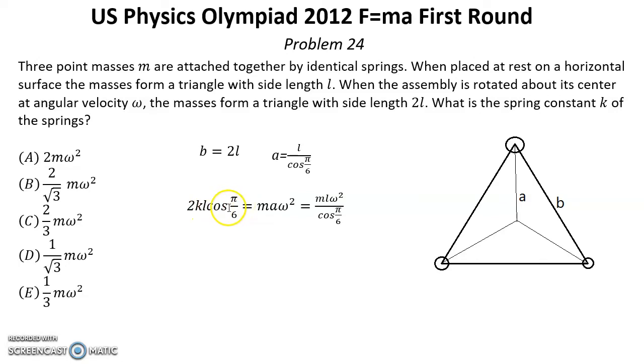On the other hand, this force must be equal to the centripetal force, which is M A omega squared. And A we already calculated. So when we put this in this expression, we can cancel L, and finally we can find K. K equals M omega squared over 2 cosine squared pi over 6, which is 2 over 3 M omega squared. That's answer C, the correct one.